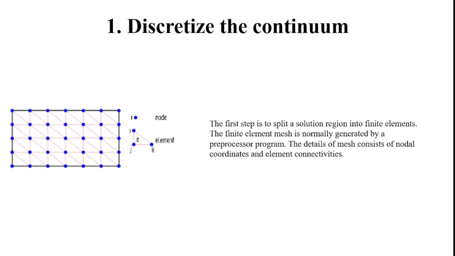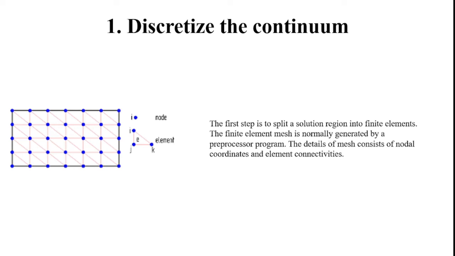I can explain one by one. First step, discretize the continuum. The first step in finite element methodology is discretize the continuum, which means split a solution region like this rectangular portion. So from this rectangular region we can split it into n number of parts. Those n parts are known as finite elements. So in that I can select only one element, which is known as a finite element.